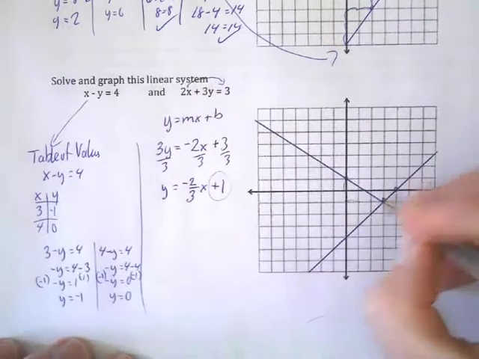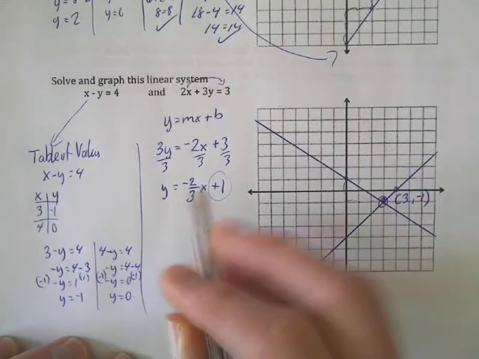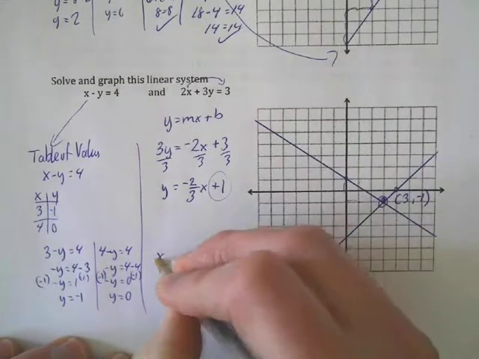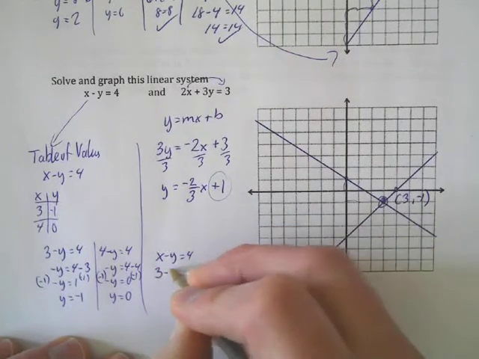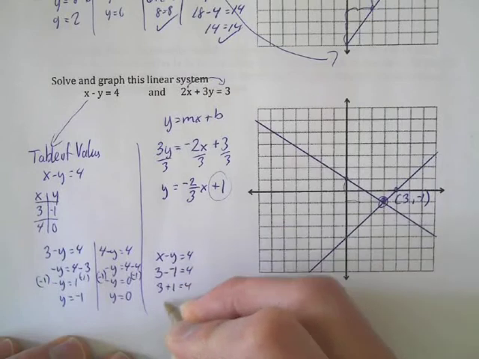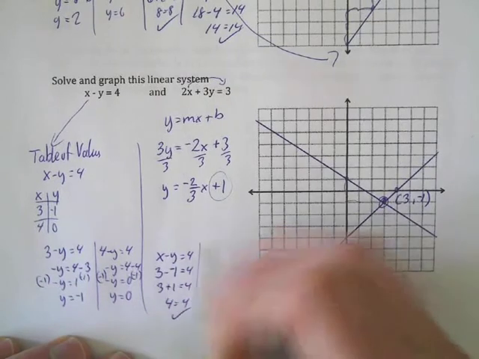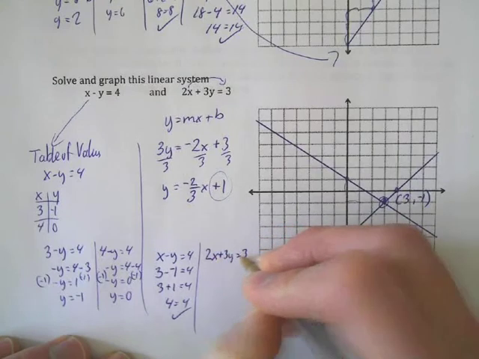The intercept right here at this point, (3, -1). Plug it into the equation x minus y is equal to 4. 3 minus -1 is equal to 4. 3 plus 1 is equal to 4. 4 is equal to 4. Works. The other one, 2x plus 3y is equal to 3.